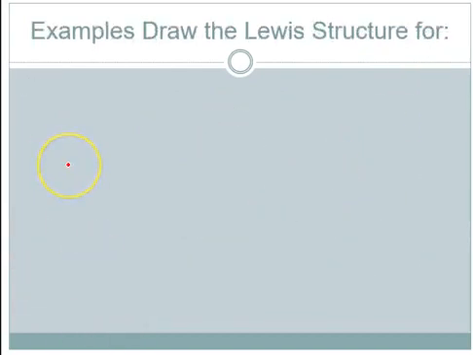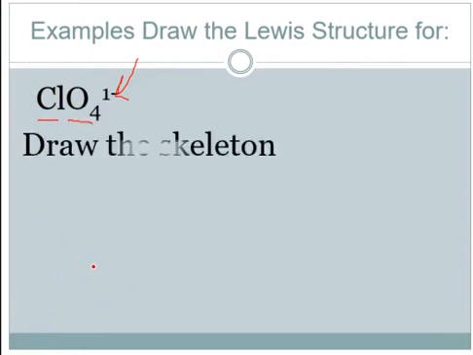All right, so let's try another one. This is a perchlorate ion. So it's an ion, so it's got a charge. So the first thing I need to do is draw the skeletal structure. So who's going to be in the center? I've got 1 Cl and I've got 4 Os. So who goes in the center? Draw the skeletal structure.